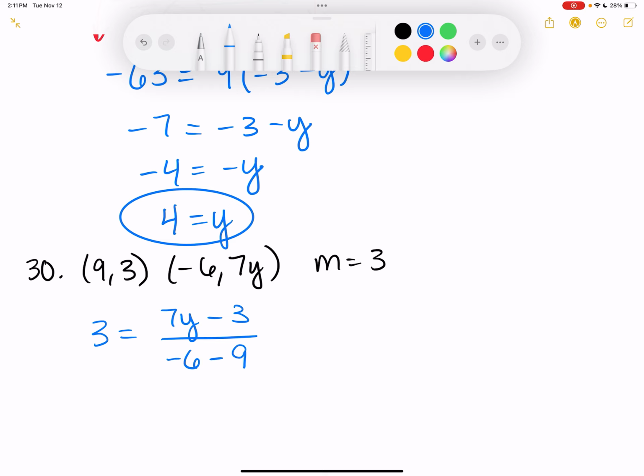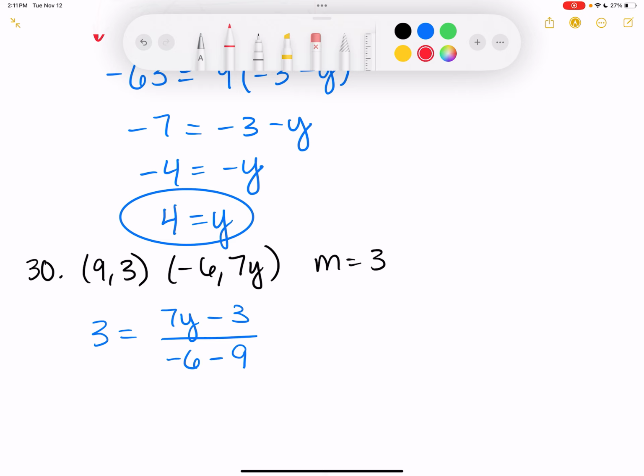What's different about this one compared to the other problems that we have? Well, two things that I see. M isn't a fraction, and what else? The variable is with a number. Yep, the variable's attached to a number. So when I do this, I don't need to cross multiply, I just need to multiply.